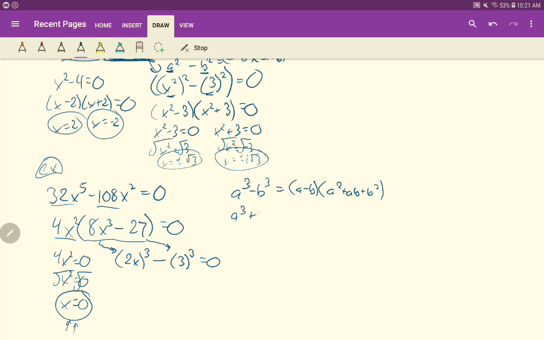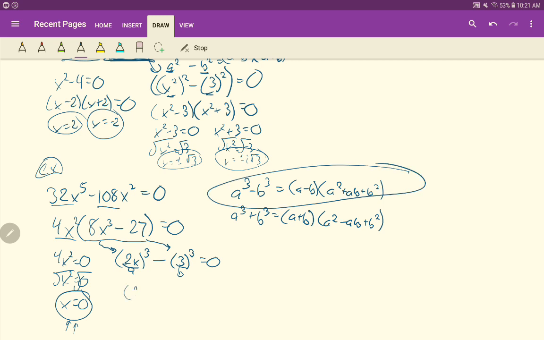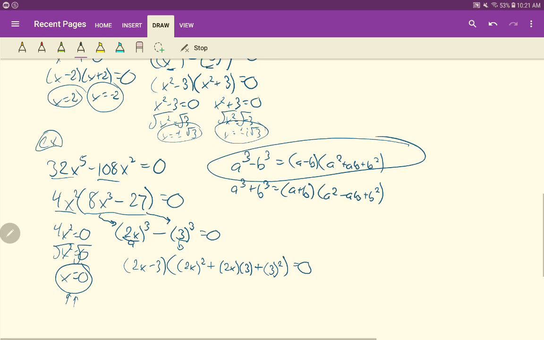I can also go ahead and write the sum of cubes here too. Oops, a squared minus ab plus b squared. Okay, so in this case, our a is the 2x and our b is the 3, right? So then to follow our little formula here, it will factor to be 2x minus 3 times, and then a squared, which is 2x quantity squared, plus a times b, so 2x times 3, plus b squared, which is 3 squared. And that's equal to 0.